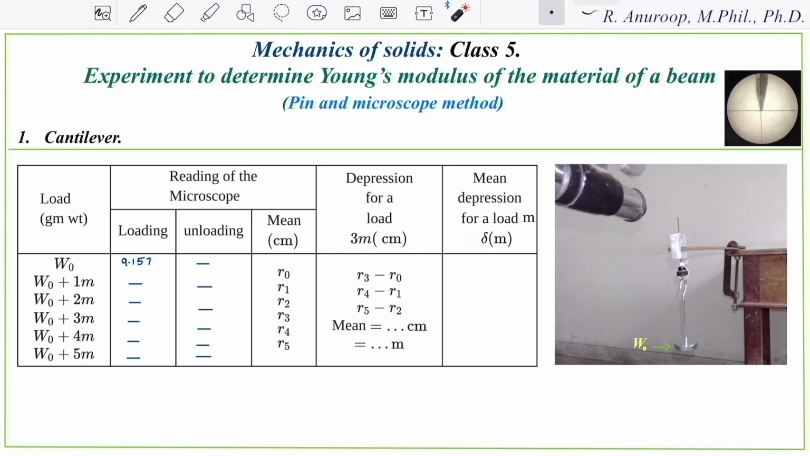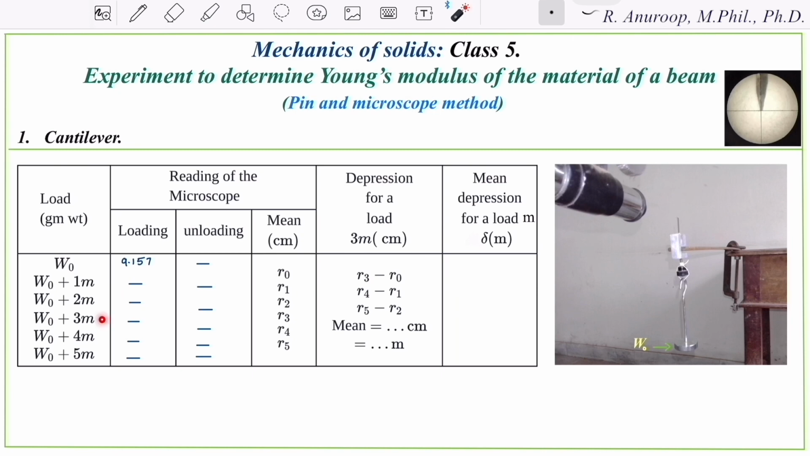Now let us find out the depression for a load 3m. So we have the readings corresponding to W0, W0 plus 1m, 2m, 3m, 4m and 5m. Now our aim is to find out the depression for a load 3m. How much the tip deflects for a load of 3m, that is the depression for a load 3m. How do we find out the depression for a load 3m?